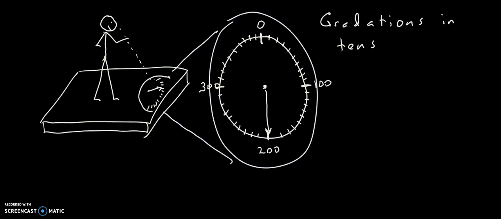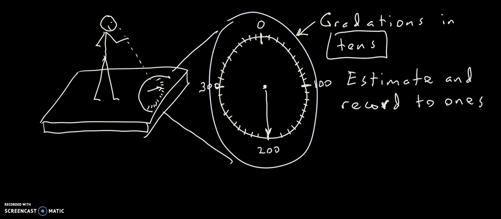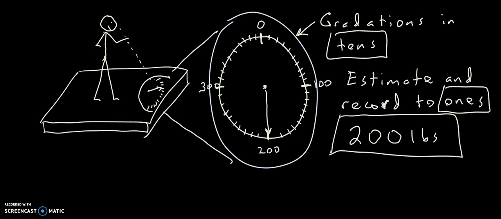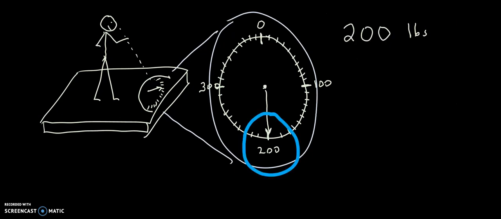Now merely switching the device can change the number of significant digits. In this circumstance, we have a new scale where the gradations are in the tens position. So for this device, we can estimate and record our data to the ones position. And as in the previous example, we're going to say 200 pounds. However, in this one, because the gradations are in the tens, that means that this zero is a measured number, because we can see it's right on the 200. And then our last digit is estimated because the gradations are in the tens.